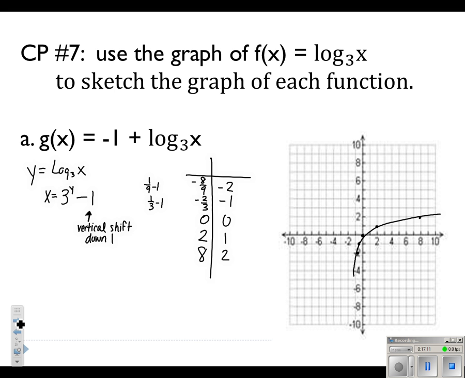Remember what the y-intercept was of our parent function? Remember how the y-intercept's always going to be 0, 1? See our down 1 shift to having our intercept here at 0, 0 now. Okay, so those shifts still apply to these functions just like they did those other parent functions that we talked about.